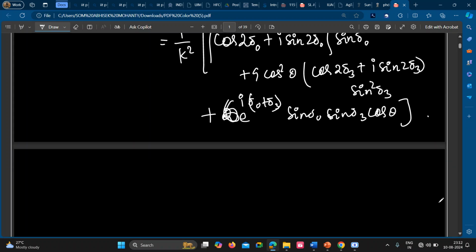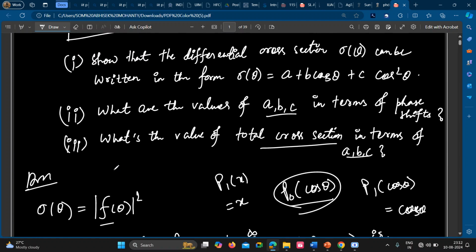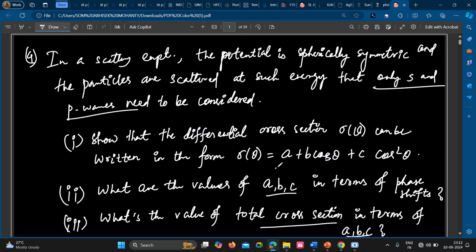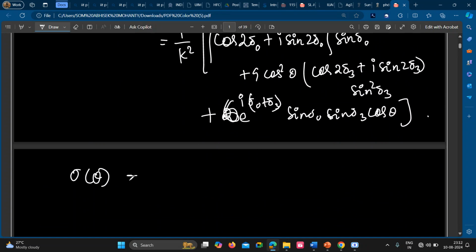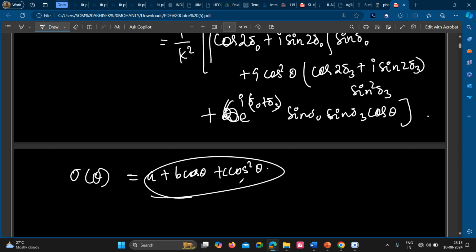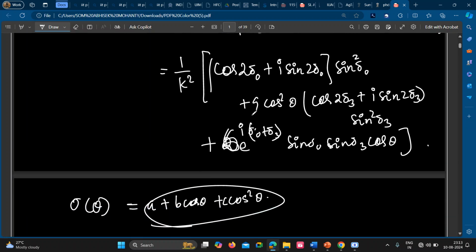So what do we need? If you remember the question, sigma theta is given as a plus b cos theta plus c cos square theta. So we need to get the result in the form a plus b cos theta plus c cos square theta. Let's check. We have to multiply these terms.